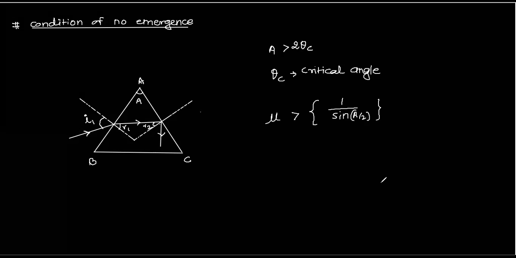Next one is condition of grazing emergence. Grazing emergence means the emergent ray will be along the line, that is along the triangular line, or we can say AC side of the triangular prism. I will show you the diagram. Condition for grazing emergence means how.